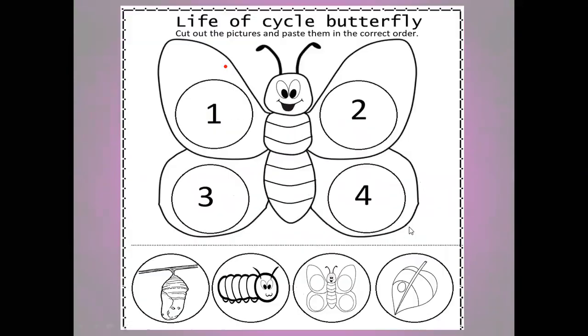Mute yourself. Here we have another interesting activity. If you can see, we have the pictures down and you have to fix these pictures in the correct place, on the correct stage. So I'm going to ask now Tala. Tala, can you tell me what will come on the first stage? Egg, butterfly, caterpillar or pupa?